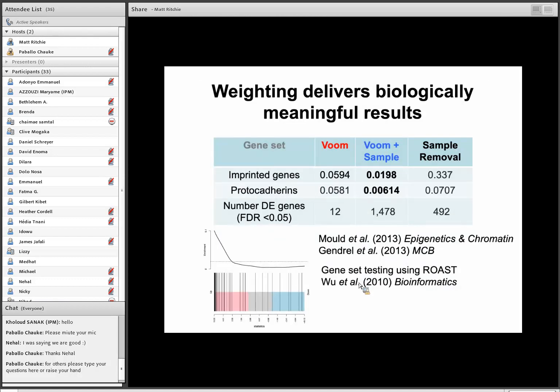And if we go back to the first data set that I showed you, where we were looking at this gene SMUG1, which is known to actually regulate imprinted genes and a set of genes called clustered protocadherins. So our collaborators had done previous research where they know these genes are regulated, and we do gene set testing on these sets. Again, we get better results in our gene set testing, smaller p-values, and more differential expression when we use VUM with our sample quality weights compared to just removing the outlier sample, which was sample 6.